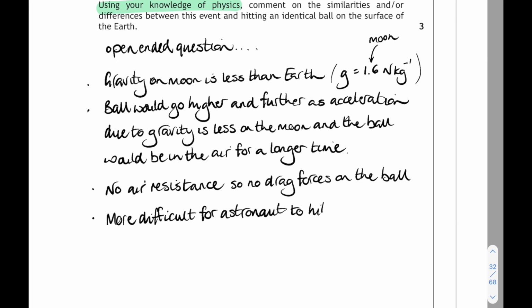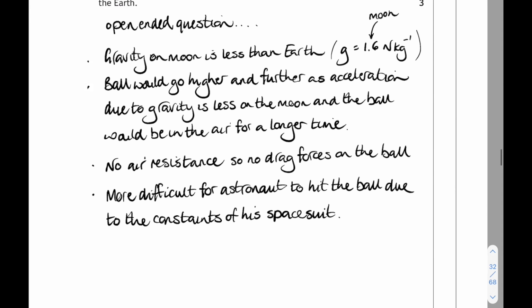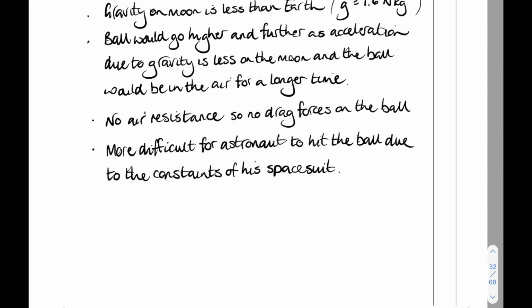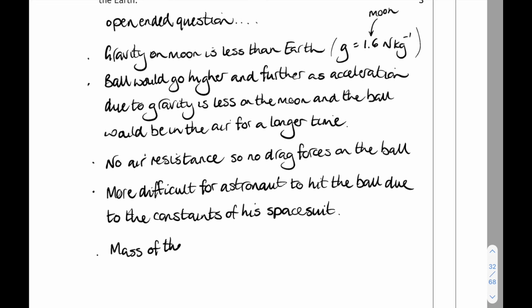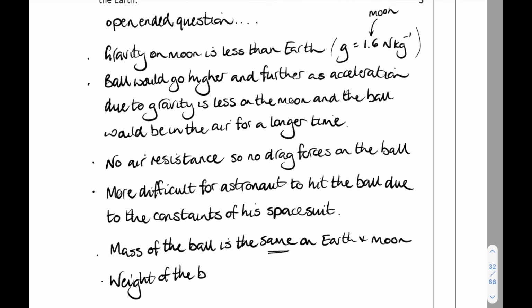It would be more difficult for the astronaut to hit the ball due to the constraints of a spacesuit. And you could also talk about the fact that the mass of the ball would be the same on the moon as it was on the Earth, but the weight of the ball would be less on the moon. And you could do a calculation to support that as well, I suppose.